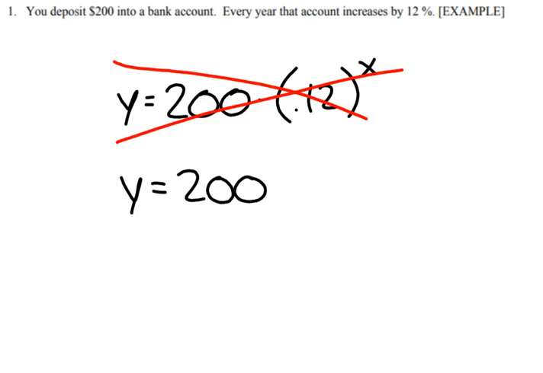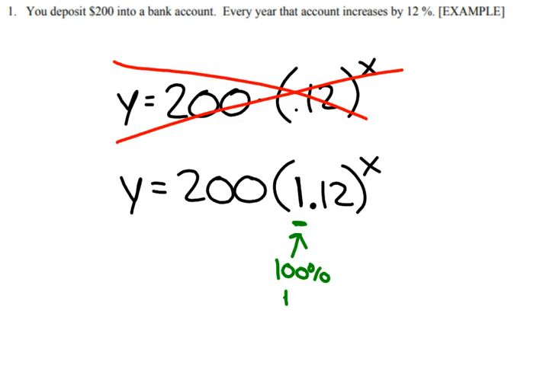Since it's growth, you are keeping 100% of your $200 and you're gaining 12%. So your decimal is actually going to be 1.12. That's essentially 112%. There's your 100% keeping, and you're also gaining another 12%. So that's 112% total that you're getting each time. So that would be our equation.